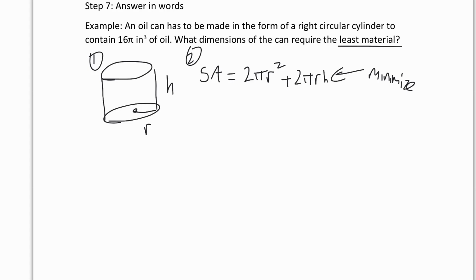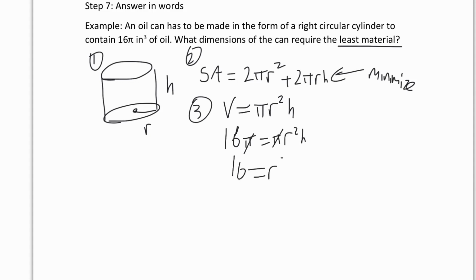But notice there's r and h. So step 3, we need to come up with another equation. In particular, we are given the volume of the can. It's supposed to be 16 pi inches cubed. So we know something about volume. What is the volume of a cylinder? Well, it's pi r squared h. And we know that that's supposed to be 16 pi. So 16 pi is equal to pi r squared h. We can cancel those pi's. So 16 equals r squared h.